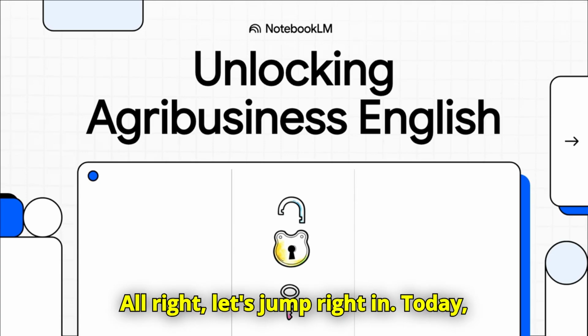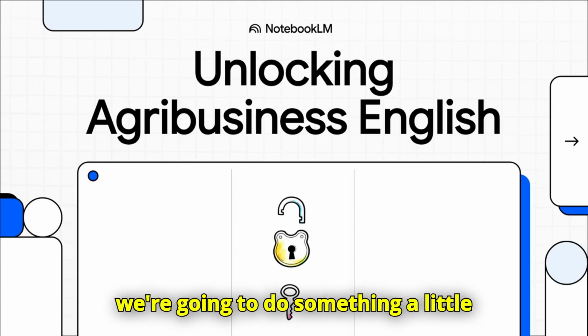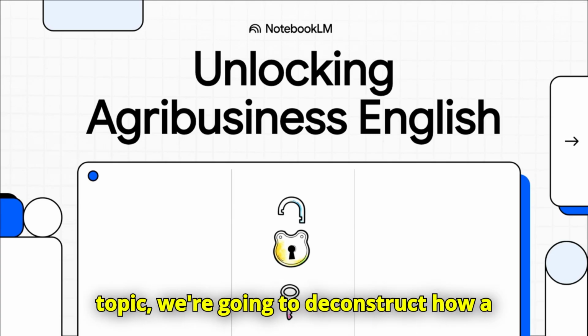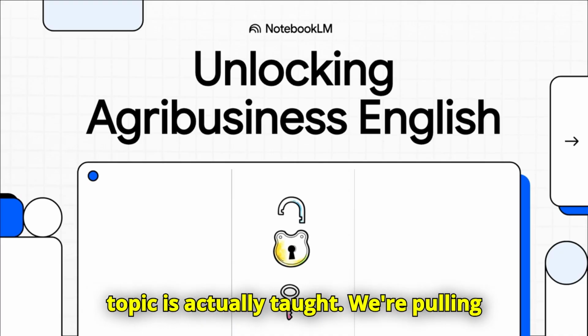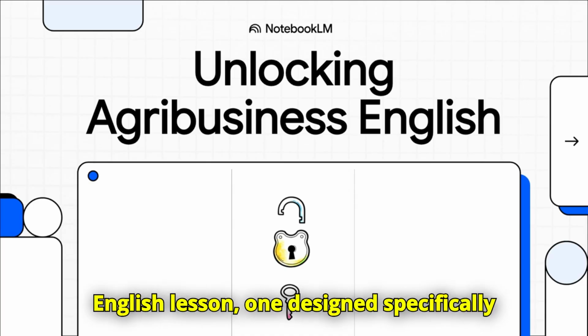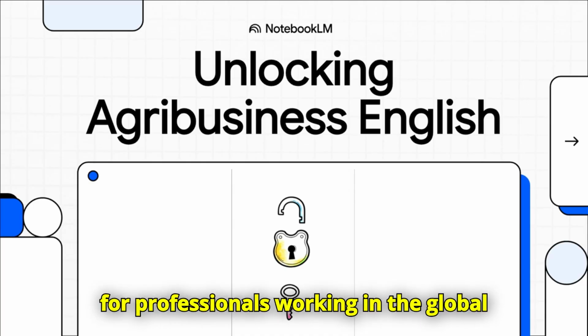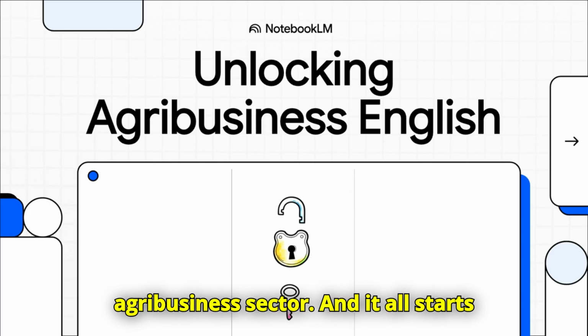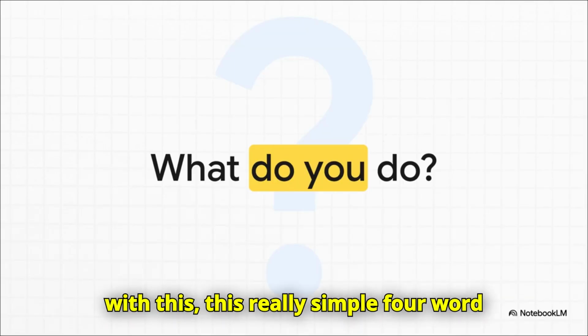All right, let's jump right in. Today, we're going to do something a little different. Instead of just looking at a topic, we're going to deconstruct how a topic is actually taught. We're pulling back the curtain on a super specialized English lesson, one designed specifically for professionals working in the global agribusiness sector. And it all starts with this really simple four-word question.